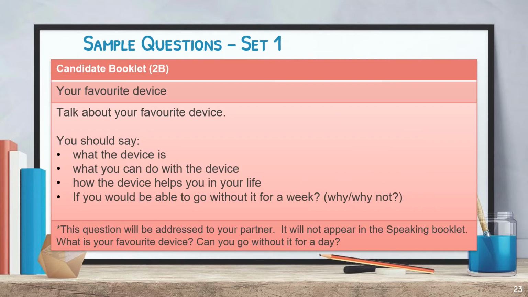Now for candidate B, you'll be talking about your favorite device. You should say what the device is, what you can do with the device, how the device helps you in your life, and if you would be able to go without it for a week. If yes, why? If no, why not? The question that will be addressed to your partner is, what is your favorite device? Can you go without it for a day? So you see, a simpler question. Let's look at a sample answer.